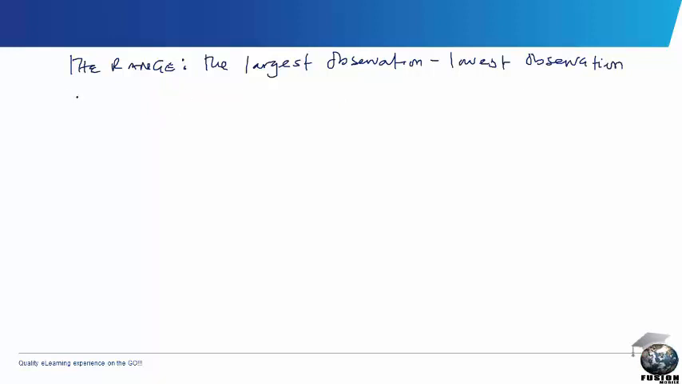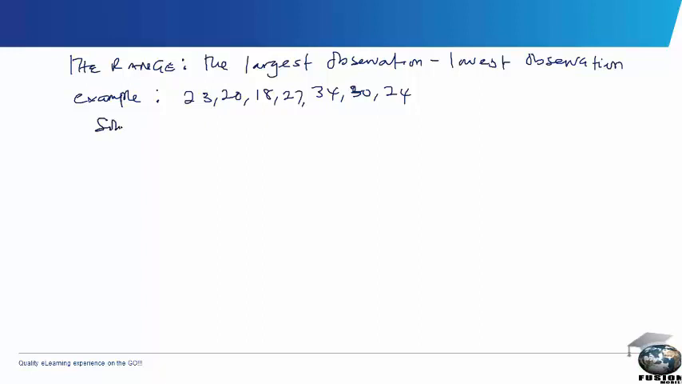For example, if you are given observations like 2, 23, 20, 18, 27, 34, 30, and 24. Define the range. Solution: find the range of the given sample.